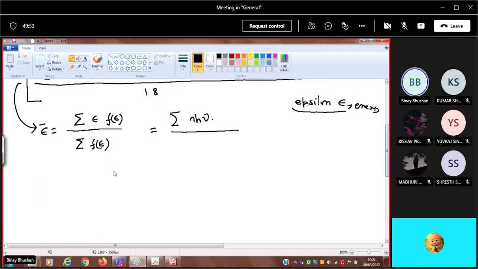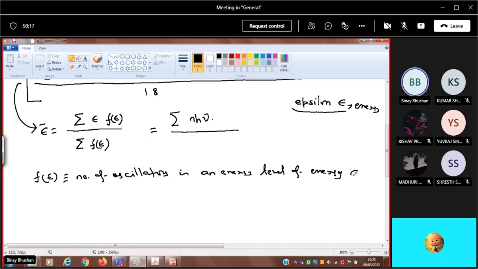So let me write it explicitly. Good that you have asked this. So f(ε) here represents the number of oscillators in an energy level of energy epsilon. अब क्लियर है? Yes, sir. तो अब मैं क्या कर रहा हूं? I am taking summation over all the energy levels, that means all the energies. So I will get the total number of oscillators.